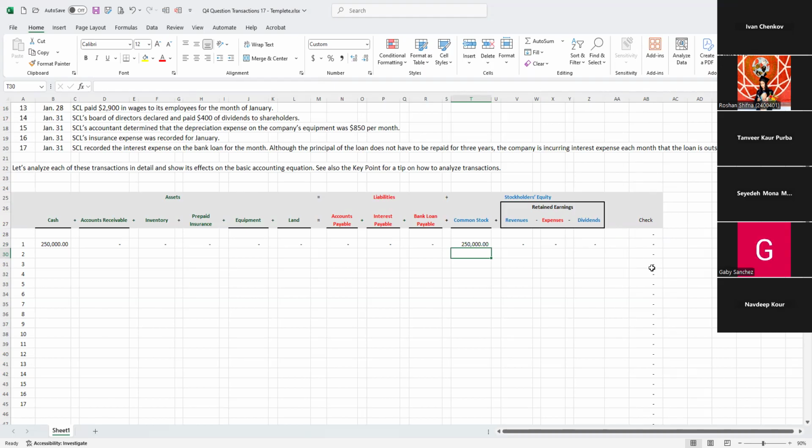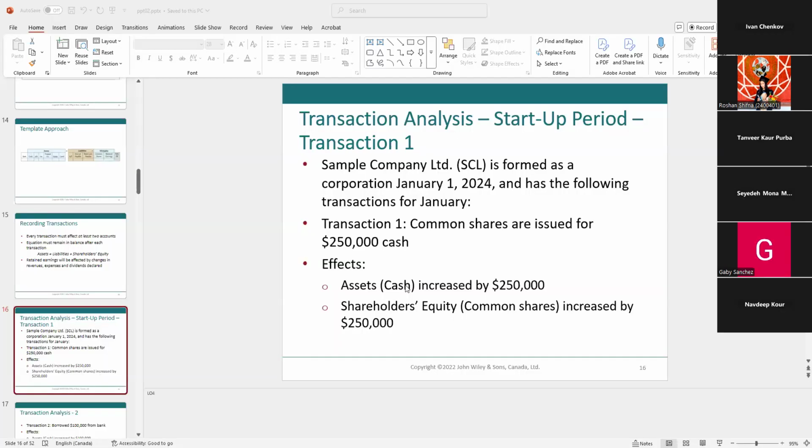Yes. So let's go to the slides and see what exactly we did here. We increased the cash by $250,000 and we increased the shareholders' equity by $250,000. Make sense? Yes, Professor.